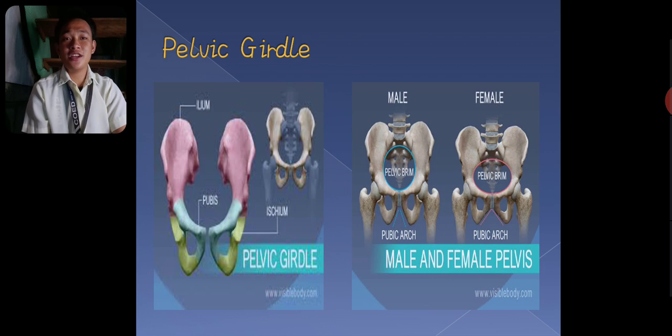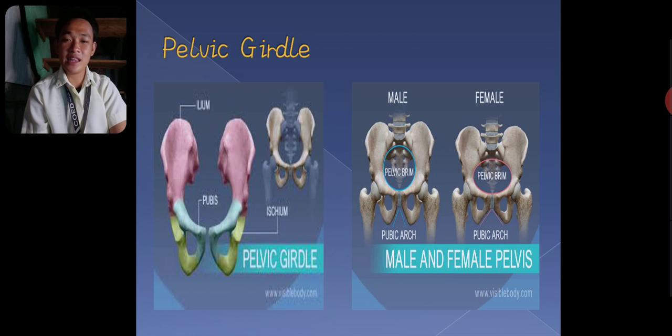So pelvic girdle or pelvic girdle. So meron tayong tinatawag dito na sa pelvic girdle. Ito yung mga examples nila. So as you can see, line ng pagkakaiba, di ba?